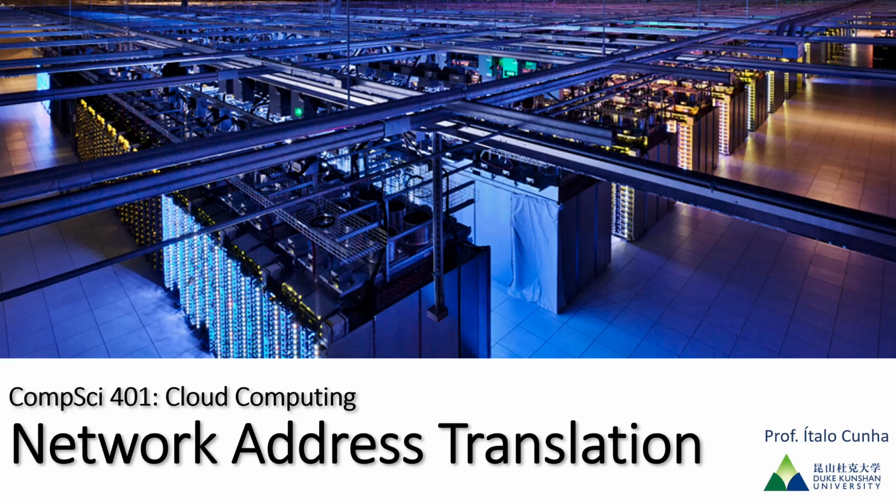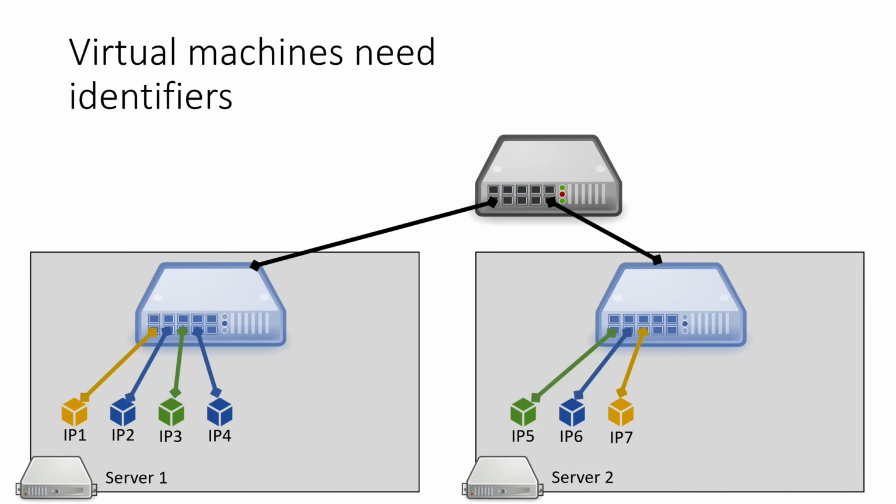Hello team, in this video we're going to talk about network address translation, or NAT. Virtual machines on the cloud need identifiers, and in the context of the internet, identifiers are IP addresses. Here we have 7 virtual machines with 7 different IP addresses. This is the ideal scenario. Each virtual machine has its own unique IP address, and then we can identify them very easily.